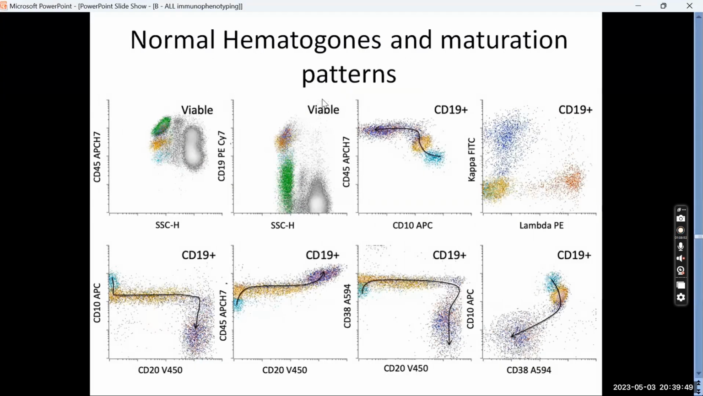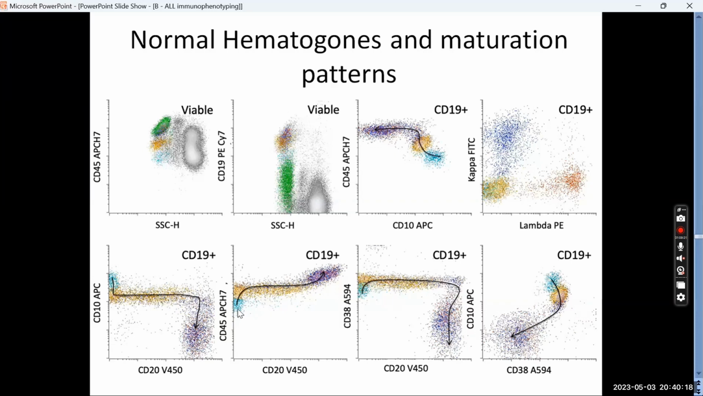Now see the beautiful hematopoiesis here. This is called the maturation pattern. Okay, you see the colors here. This particular population, this particular color, the so-called green, blue or something, that is stage 1. The yellow color is stage 2. Then the purple is stage 3. You see, CD10 is positive, and at that stage it is CD20 negative. It becomes stage 2, where CD20 is slowly acquired. Then when it is becoming mature B cells, it is losing CD10.